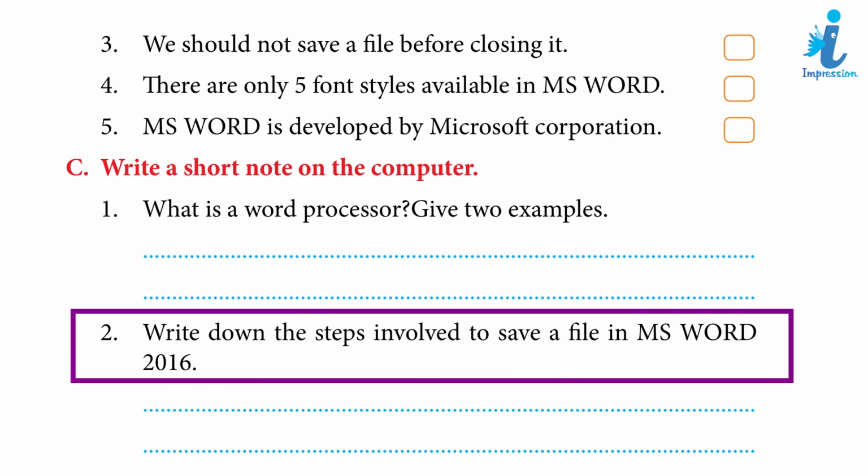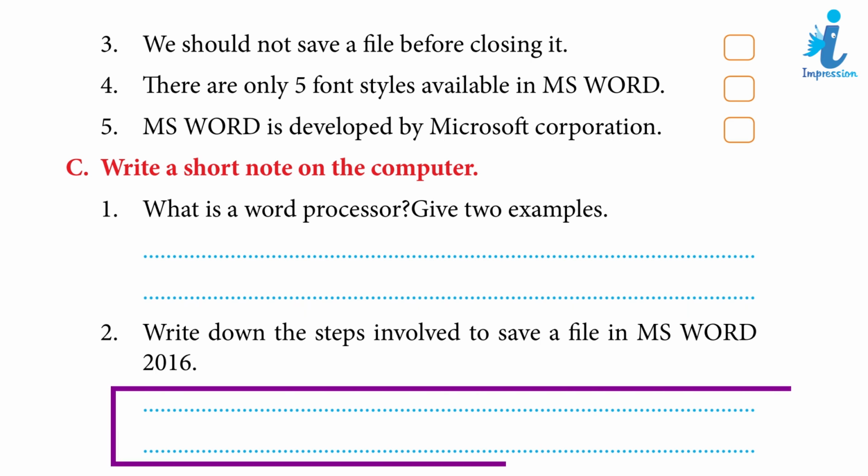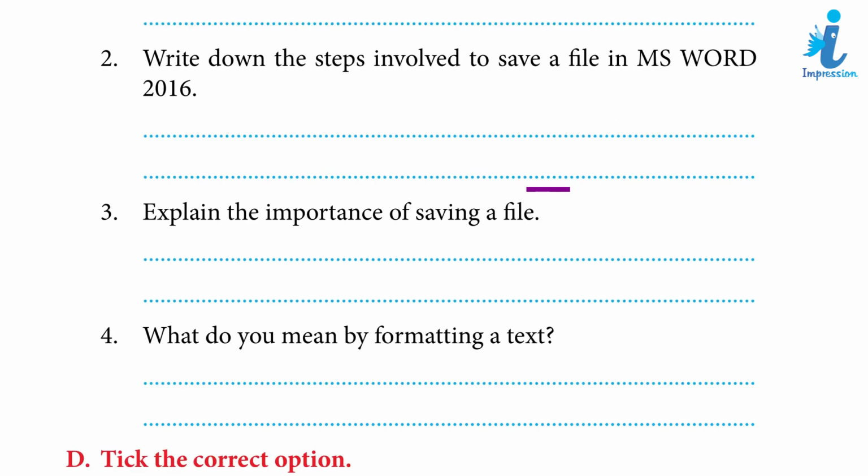2. Write down the steps involved to save a file in MS Word 2016. Answer. Step 1. Click on the File option available on the left top corner of the screen. Step 2. Select the Save option from the available options. Step 3. A box will appear in which you can type the file name. Step 4. Type the file name and click on the Save option.